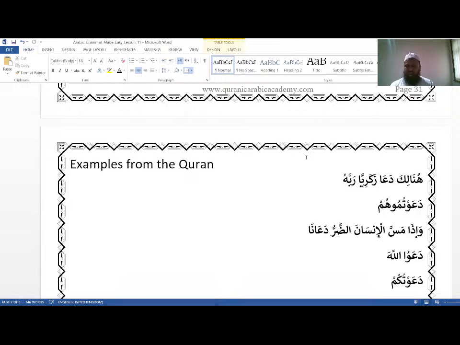Next, Da'awtumuhum. It was Da'awtum, you all called. If you do remember, when we were learning attached damir with fi'l madi, especially this siga, jama, mukhatab, mudhakkar. When we add the damir, remember we said wow, we need to put a wow after tum. So it becomes da'awtumuhum. You all called them.